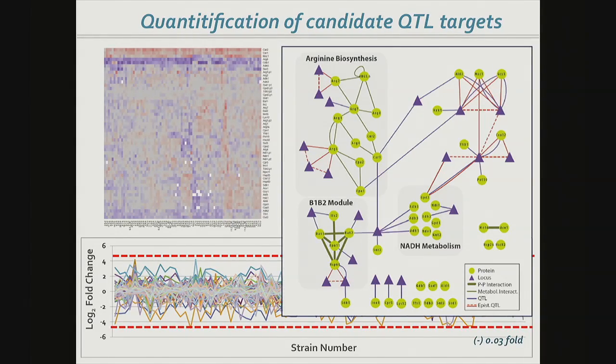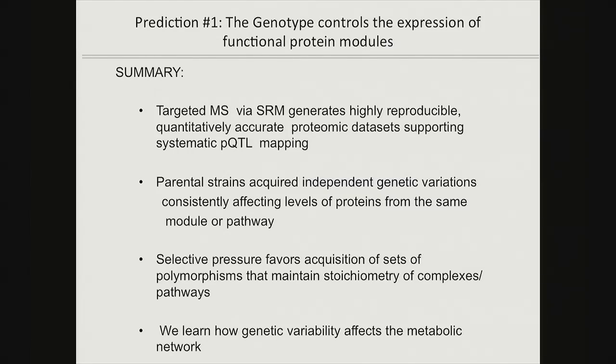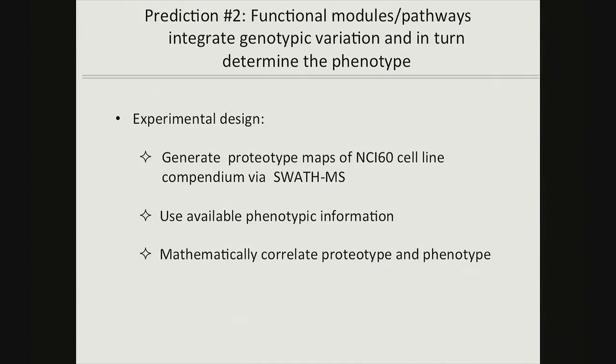But the main take-home message would be that first of all, targeted MS has the ability to actually support such association studies because the data are qualitatively good enough. With SRM, of course, with relatively small numbers of proteins. With DIA methods, much larger numbers of proteins. And then we learned some biology, and so we also learned how genetic variability affects the metabolic network, and that there is actually a fairly intricate or complex network.